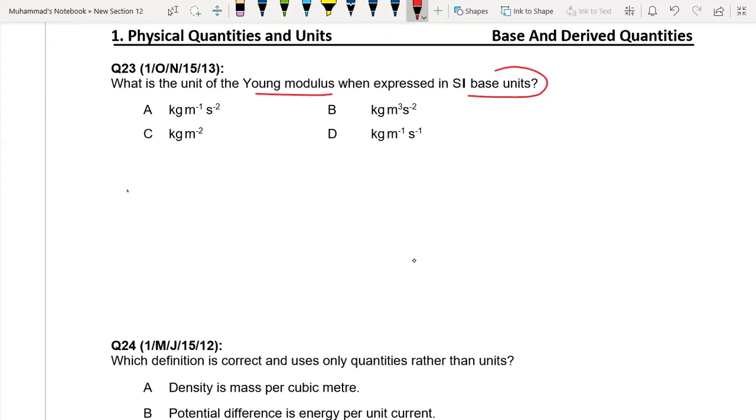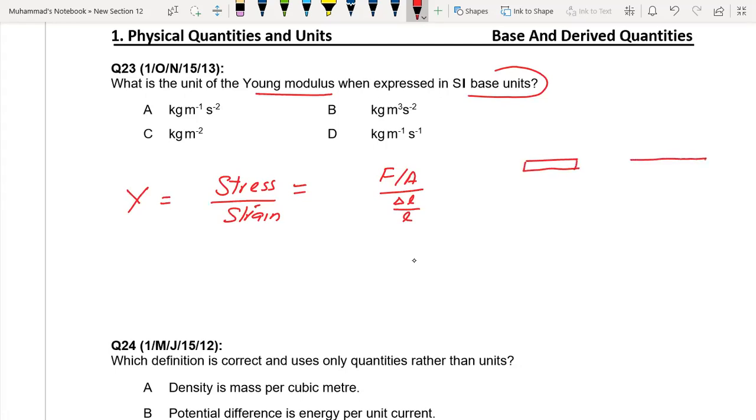You know that Young modulus is defined as ratio of stress over strain, and stress is force per unit area, and strain is change in length, that is delta L over original length. When you apply some force on any wire, if the length of the wire changes, strain is defined as change in length. This is original length L, and this is change in length delta L. So strain is defined as change in length over original length.